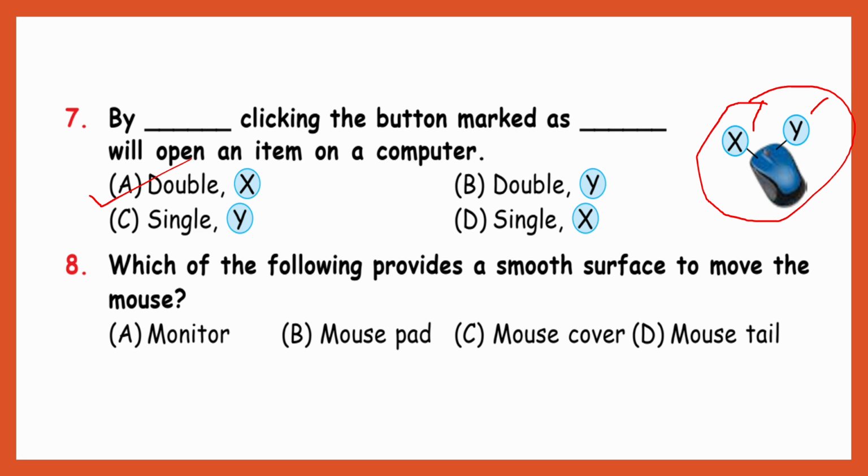The next one, which of the following provides a smooth surface to move the mouse? Option A, monitor. Option B, mouse pad. Option C, mouse cover. Option D, mouse tail. Which is the correct answer? Option B, mouse pad. A mouse pad provides a smooth surface to move the mouse.